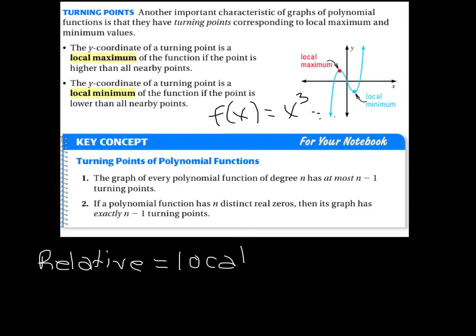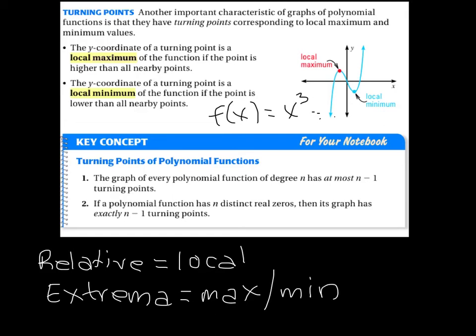These peaks and valleys are also sometimes referred to as extrema. So extrema are just maximums and minimums. So if you're asked to find the relative extrema or local extrema of a polynomial function, what you're really looking for is just the local maximum and the local minimum of a function. So extrema just refers to both of these guys.